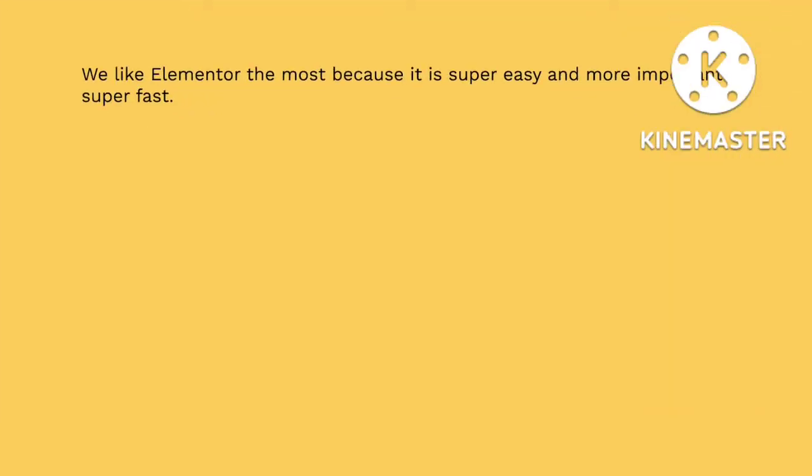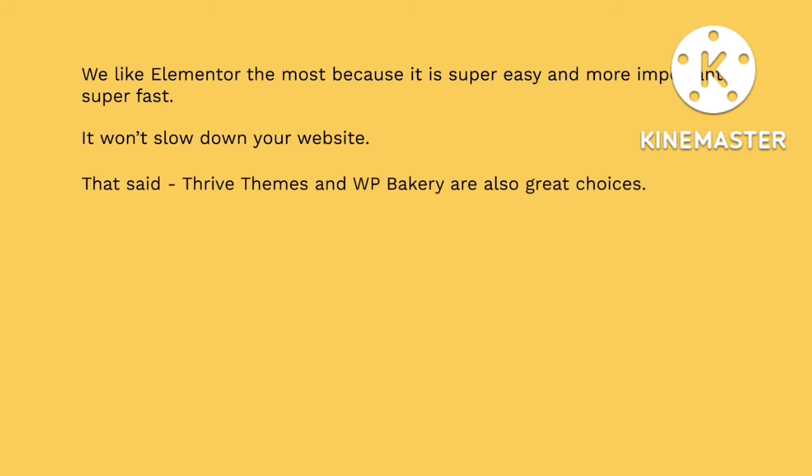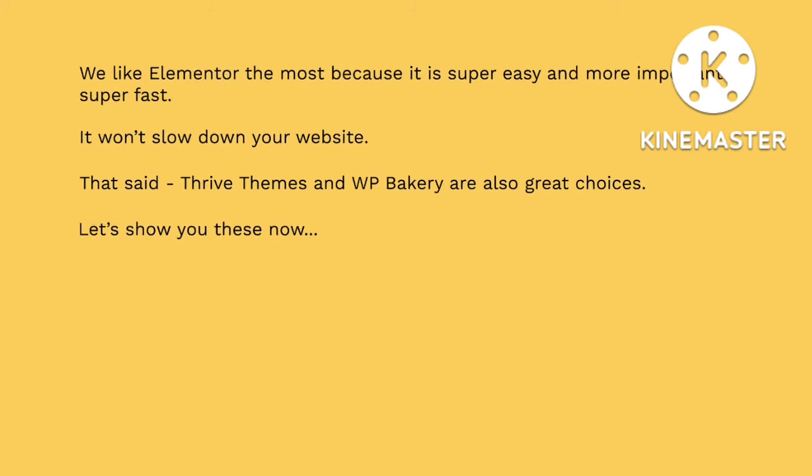So we like Elementor the most because it's super easy and, more importantly, super fast. One thing to note is that as you begin to add more plugins to your WordPress site, it will actually slow things down. When we've tested things, we found that Elementor has a lot of features, but it doesn't have a lot of coding. So it runs really fast and it won't slow your website down. With that said, Thrive Themes and WP Bakery are really good choices. So let's hop on over to those websites and show you these in action.